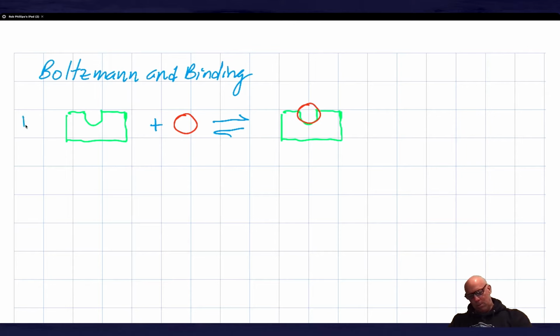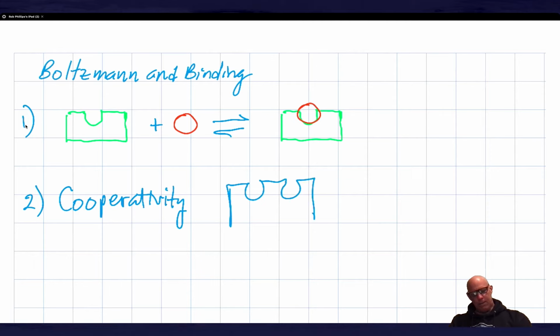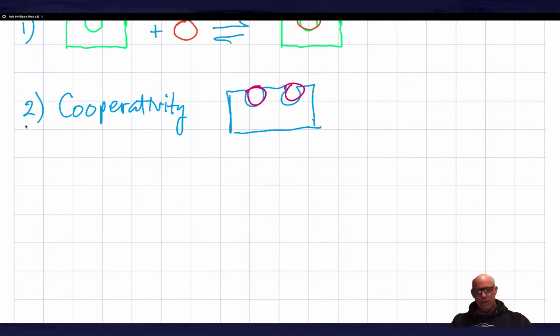This will be problem one. And then problem two is I want to think about cooperativity from a statistical mechanical point of view. And what I have in mind there is that I have some receptor that has two binding pockets, and cooperativity refers to sort of an enhanced affinity. Once one of the ligands is bound, the likelihood of binding the next one is higher. And I want to try and talk about where that comes from. So that's the plan, is to do these two problems.